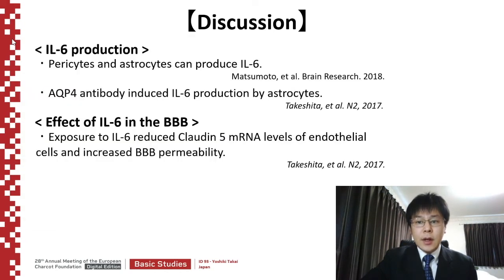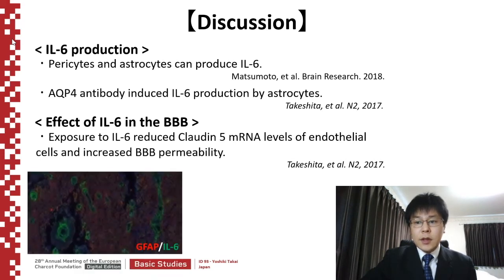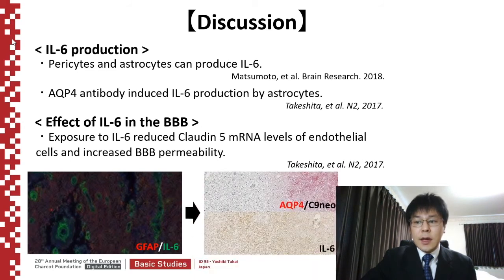Here is the discussion. Both pericytes and astrocytes are known to produce IL-6, and AQP4 antibody could induce IL-6 production by astrocytes. In addition, exposure to IL-6 reduces Claudin 5 messenger RNA levels of endothelial cells and increases BBB permeability. Therefore, perivascular IL-6 expression enhances vascular permeability and accelerates the invasion of AQP4 antibody into the CNS. And as a result, tissue damage may be expanded by further expression of IL-6 by the antibody-activated astrocytes in NMOSD lesions.